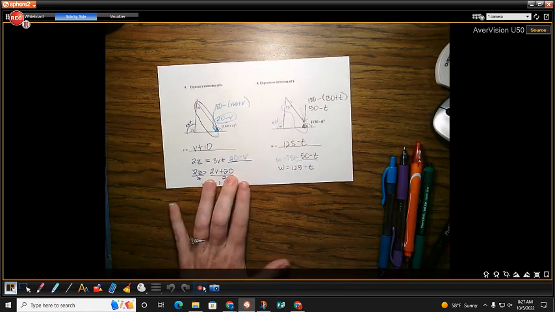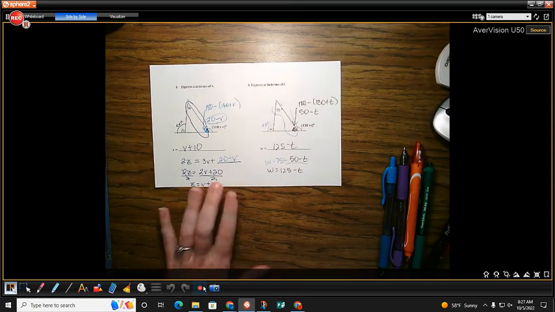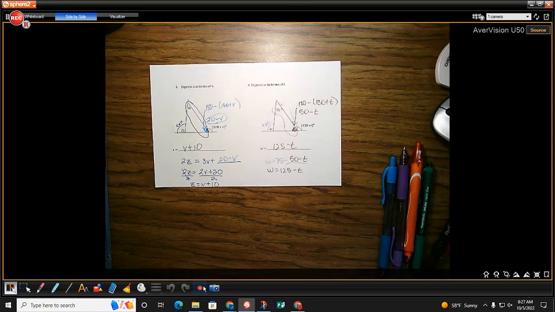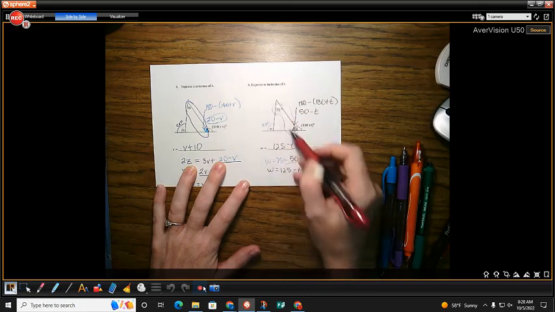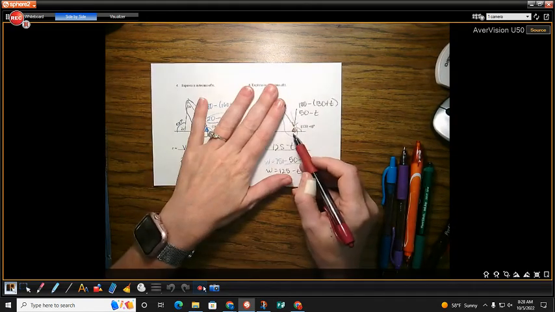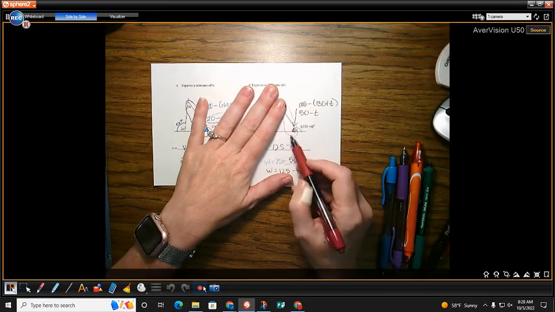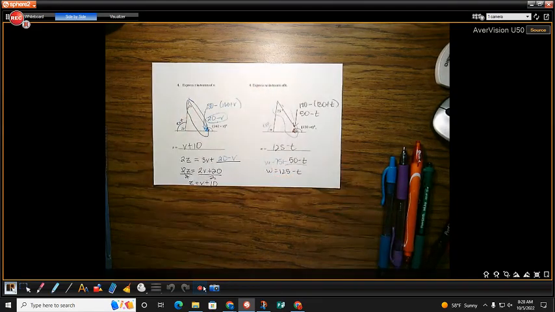Now, the trick is remembering this a week from now when I haven't reminded you about it. That's going to come down to you knowing your relationships with your angles. Knowing that your exterior angles equal the sum of the remote interiors, and the remote interiors are supplementary to their linear pair. So you're going to have to just remember your geometry, because I know you remember your algebra.